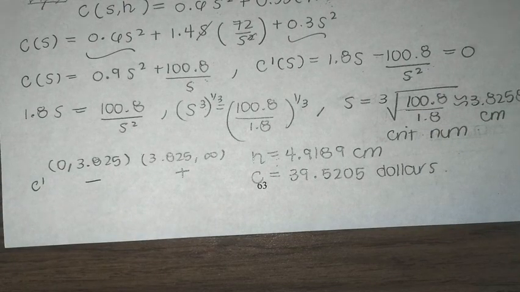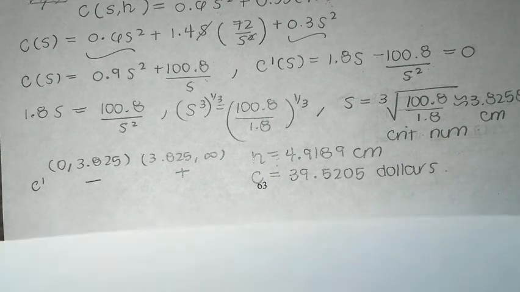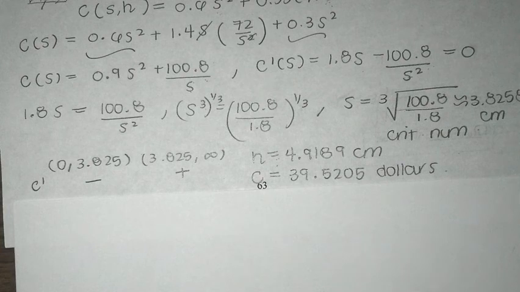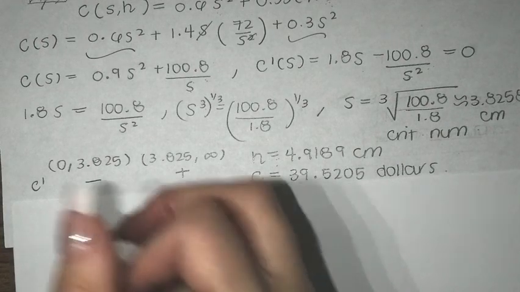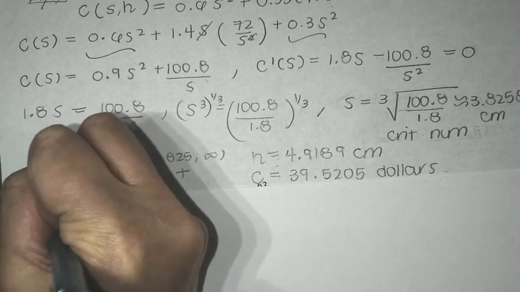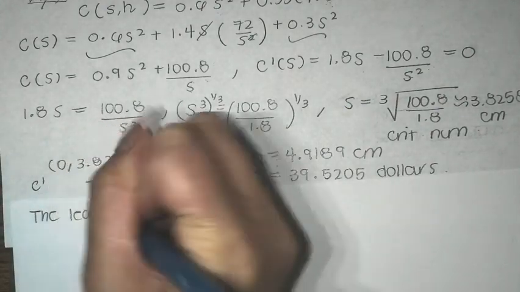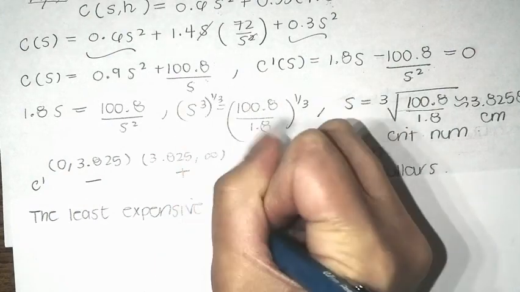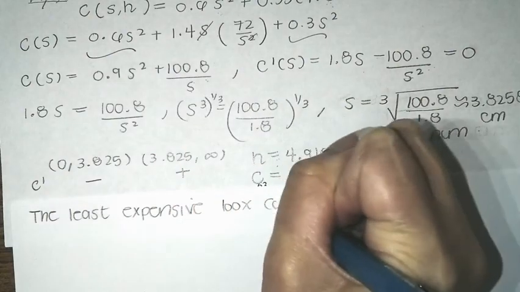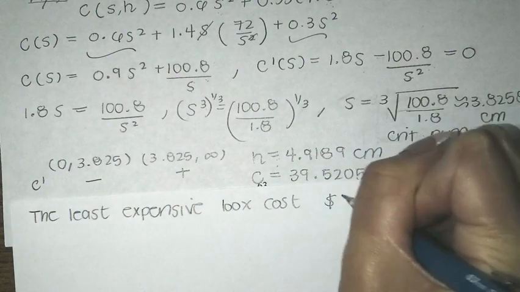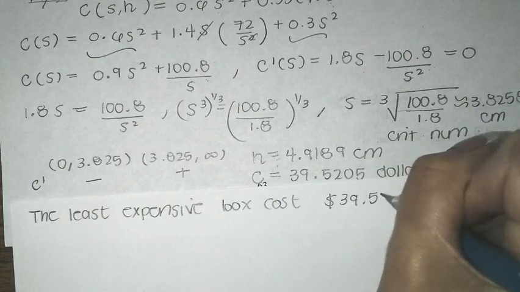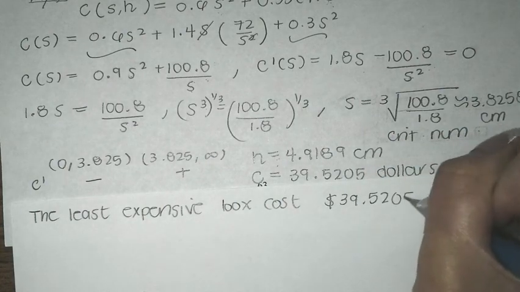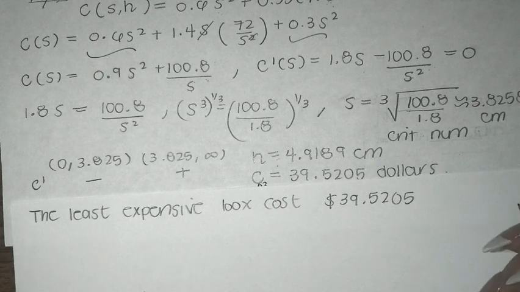We have pretty much all the situation, but we haven't justified our answer. So I'm going to grab another piece of paper so we can justify, okay? So what you have is that the least expensive box cost $39.52. If you want to put more decimal places, be my guest, okay?